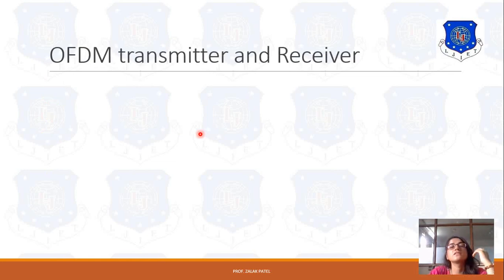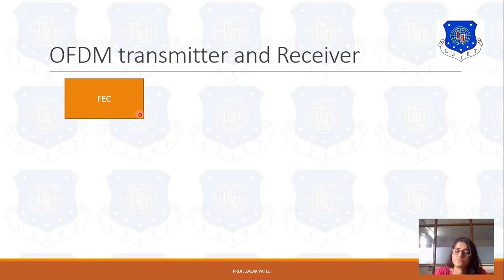Now for the OFDM transmitter and receiver, consider this block diagram. The first block is FEC, forward error correction. This block diagram is for the transmitter side. What will happen when it is used as an OFDM receiver? It is the complete reverse block diagram. So first let me explain the OFDM transmitter. The first block is FEC, means forward error corrector block.